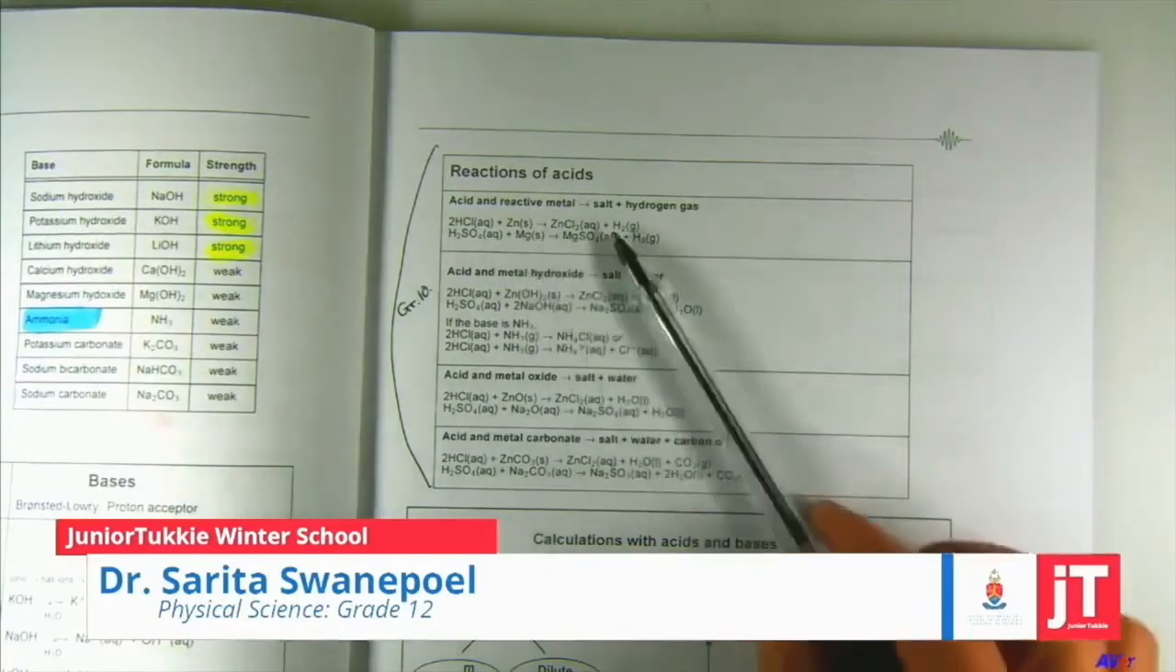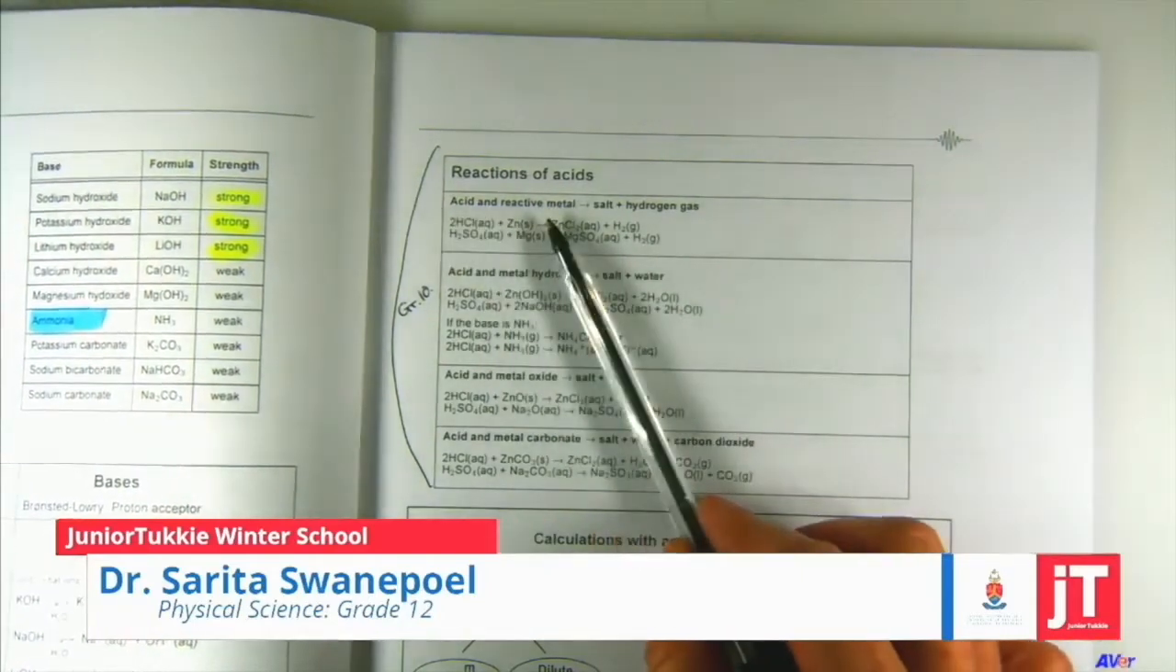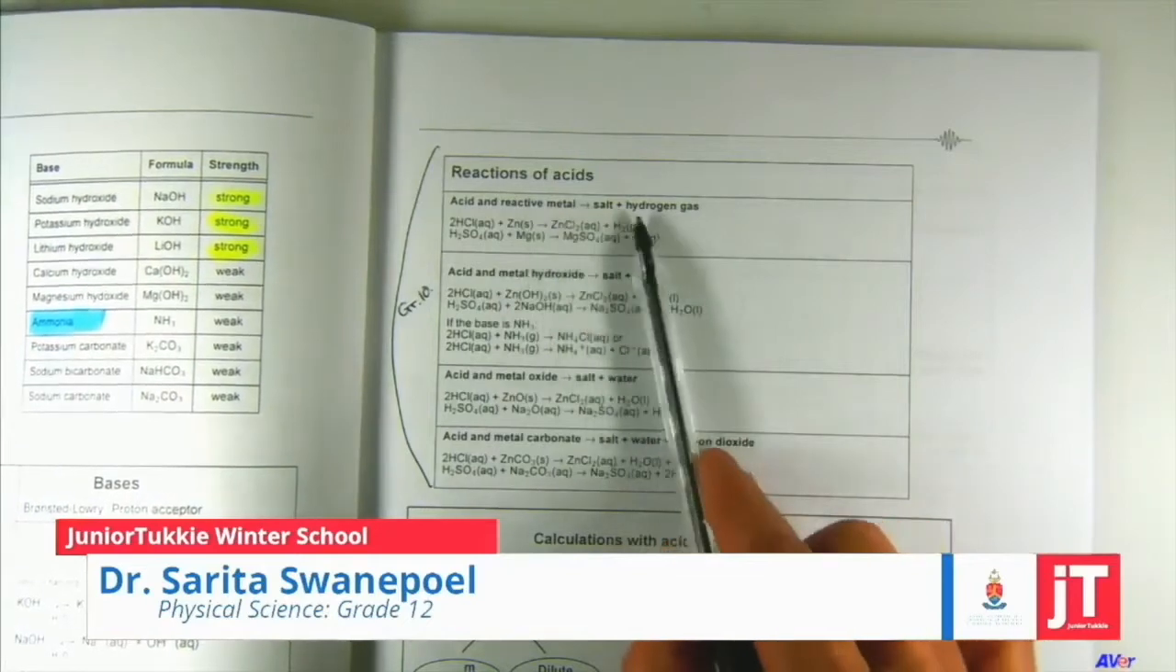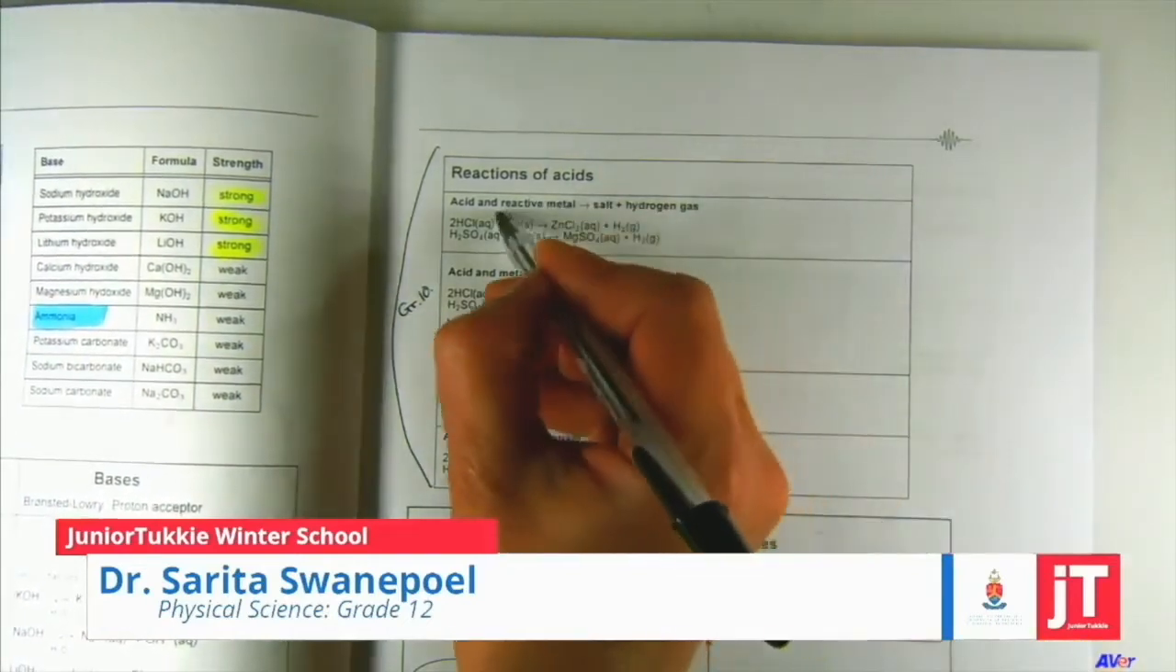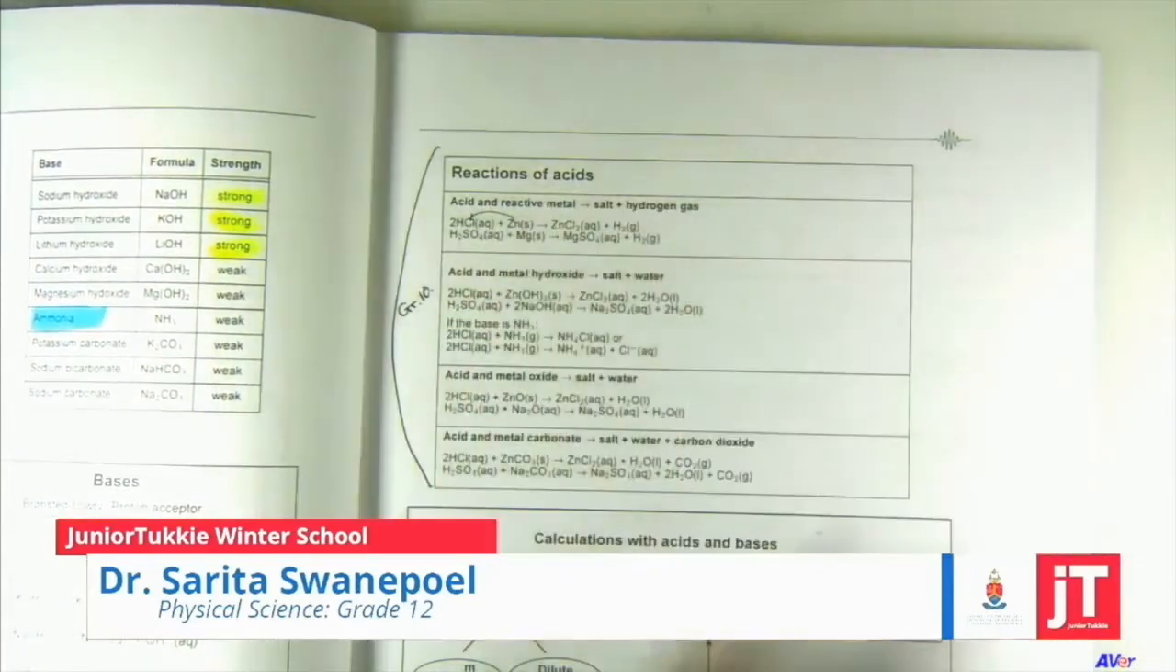That first one, acid and a reactive metal, always produces a salt and hydrogen gas. So this metal will bond to the chlorine, and then the hydrogen is free. Right. So that was that one.